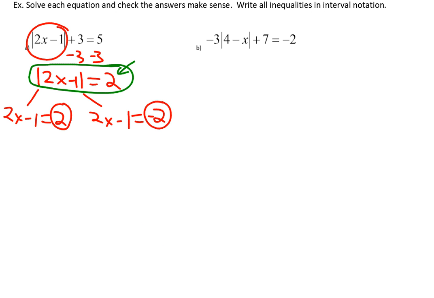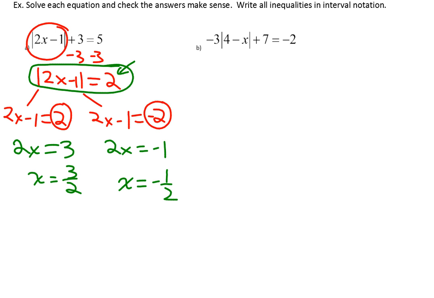All right, now just go through and I solve each problema. Adding the 1 across, I get 2x is equal to 3. So x equals 3 halves. On the other hand, if I solve this one, I get 2x equals negative 1. So x equals negative a half. So my two answers to this are 3 halves and negative 1 half.